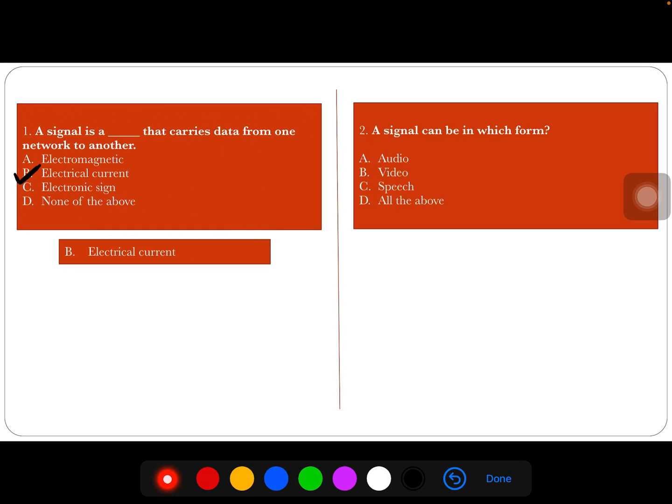Next question is, a signal can be in which form? The information or the signal that has to be transmitted from transmitter to receiver can be in any form. It can be an audio signal, a video signal, a text signal, it can be data, it can be speech. So the correct option is all of the above.